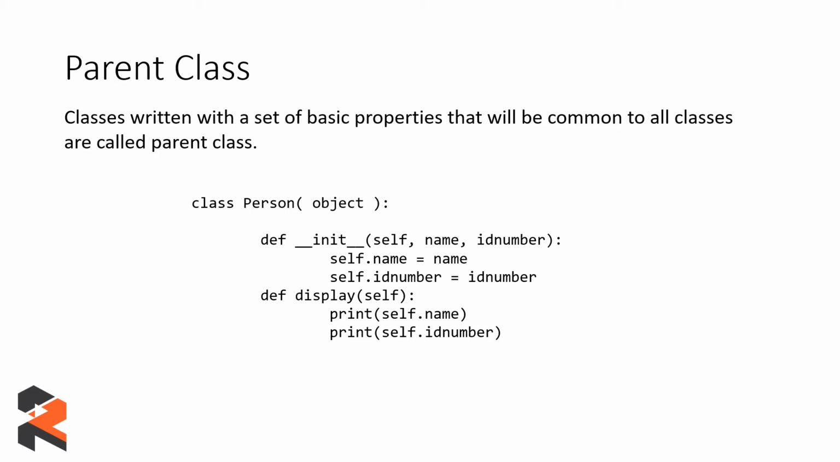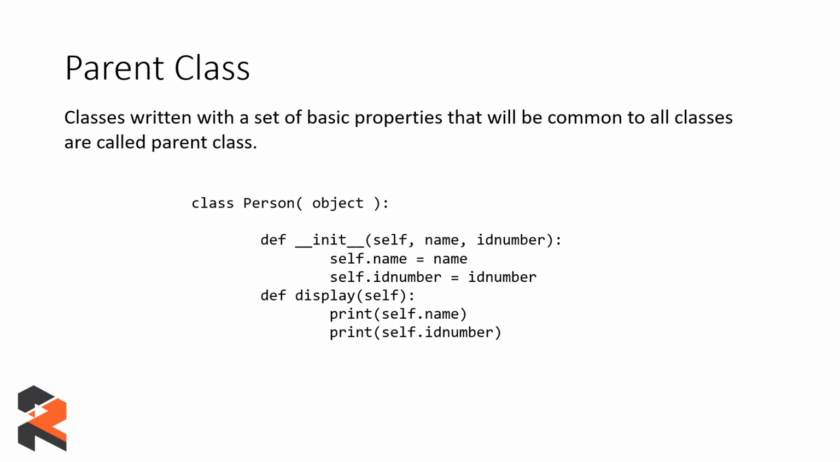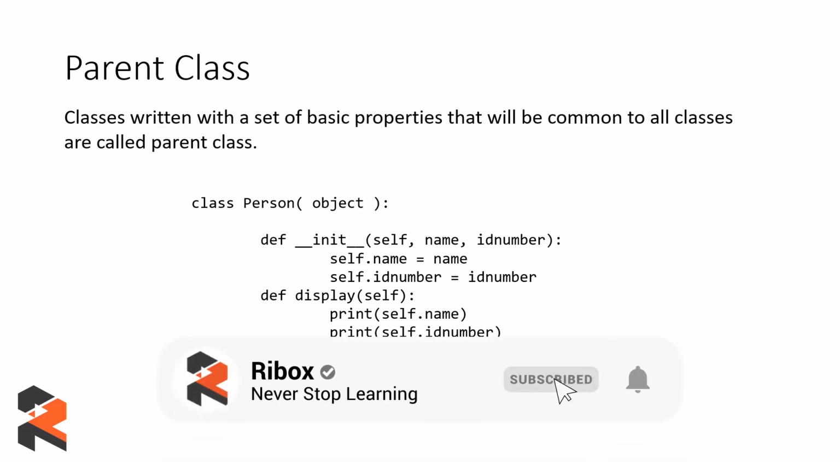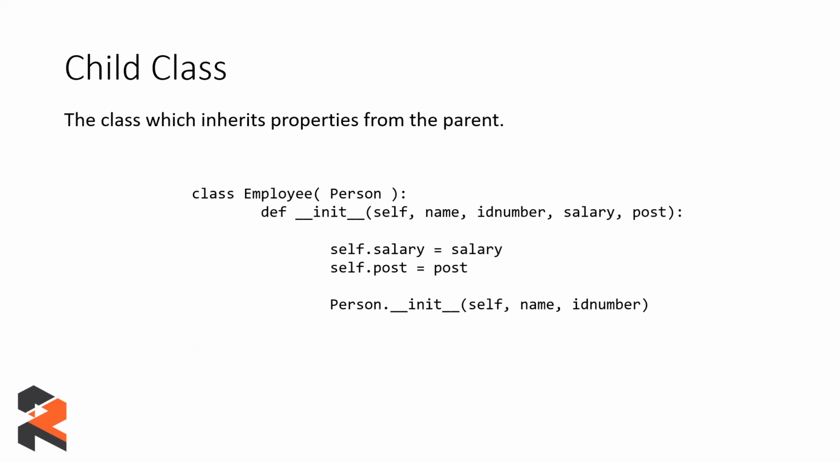And this class which we have declared here has a constructor which accepts a name and an ID number, and it has a method which will contain the values, the name and the ID number, and will print them since we have written the print statements. And let's look at the child class now. The child class is something which inherits the properties from the parent. You can see that we have declared the class person, which is the parent class, and this is the child class which is inheriting from our parent class, which is person.